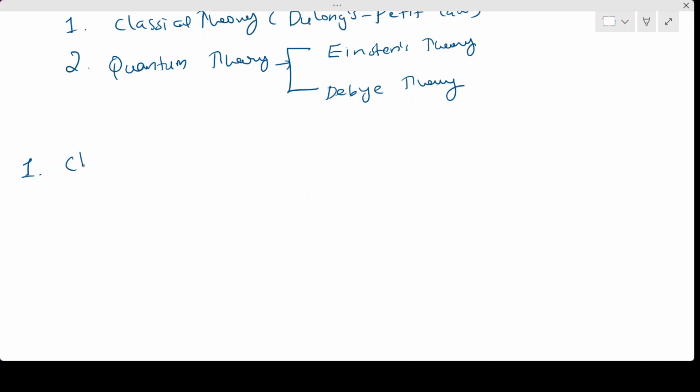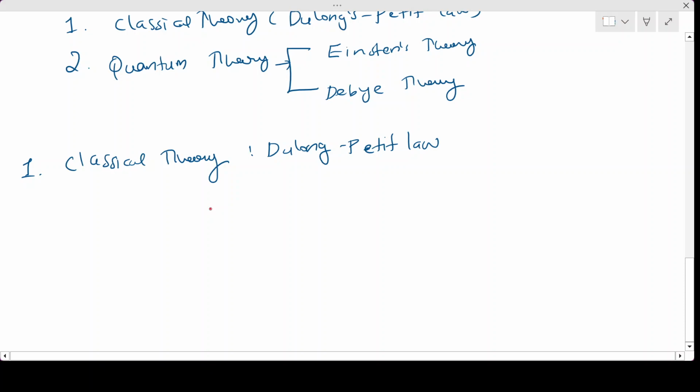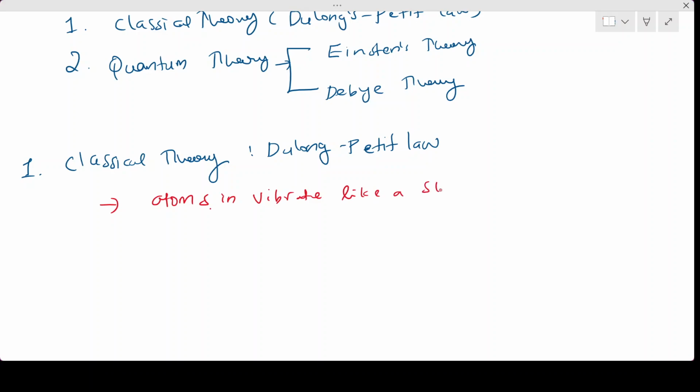We'll address each one in detail. First of all we'll take the classical theory, which is called Dulong-Petit law. In Dulong-Petit law, since it's a theory, it is assumed that the atoms in a particular crystal or solid vibrate like a simple harmonic oscillator.